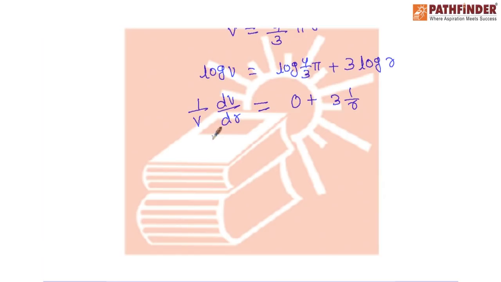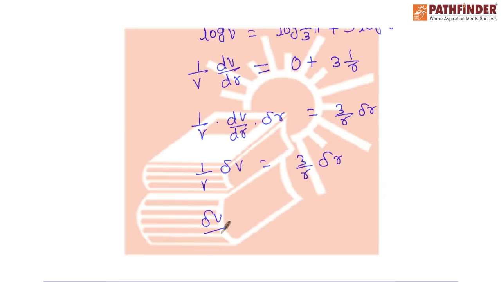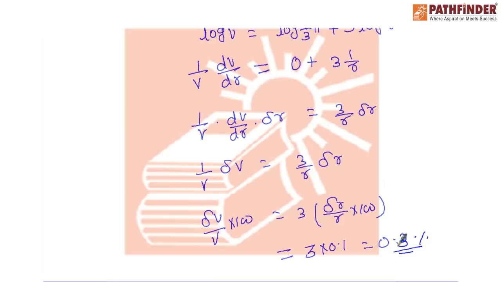Again, differentiating with respect to r, we'll get 1/v dv/dr is equal to 3/r, so δv/v = 3 δr/r. Then δv/v into 100 is equal to thrice of δr/r into 100. So the final value is thrice of 0.1, which is 0.3%, given in option B.